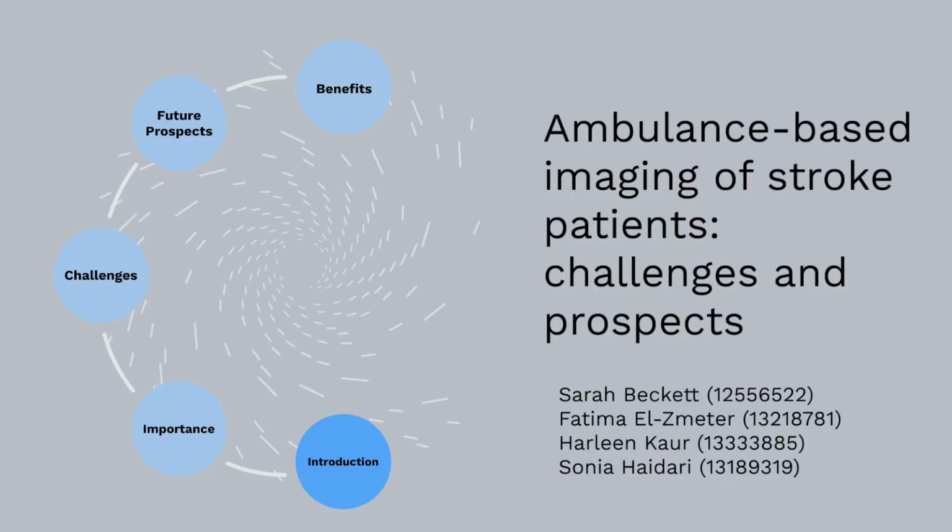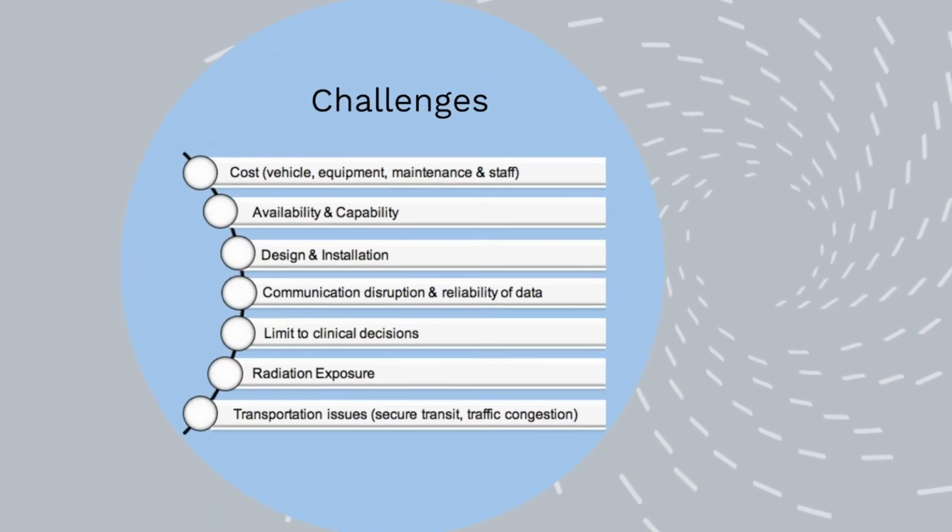Challenges of mobile stroke unit. The first main challenge is the cost. It is an expensive technology as it includes the cost of vehicle, equipment, maintenance, and staff. Second is availability and capability, mostly in rural areas, unavailability of equipment and trained staff which make it less capable of treating stroke patients. Third is design and installation.